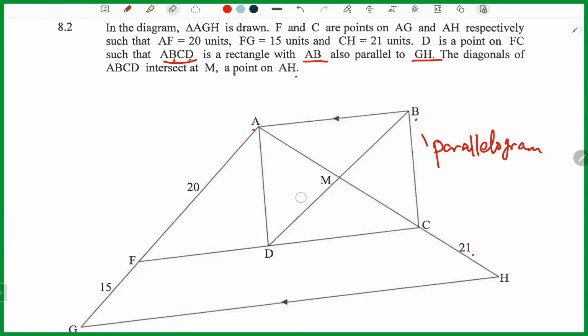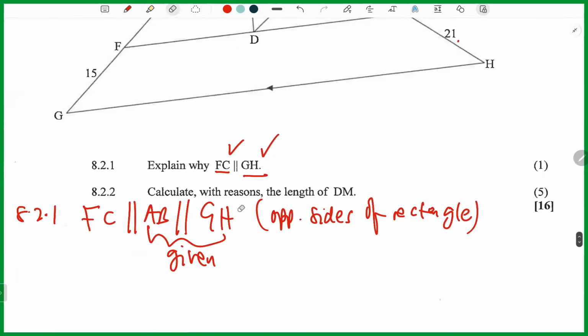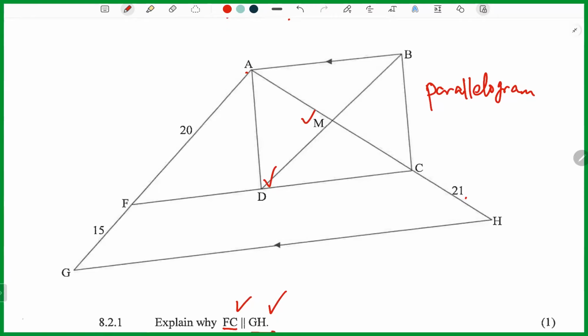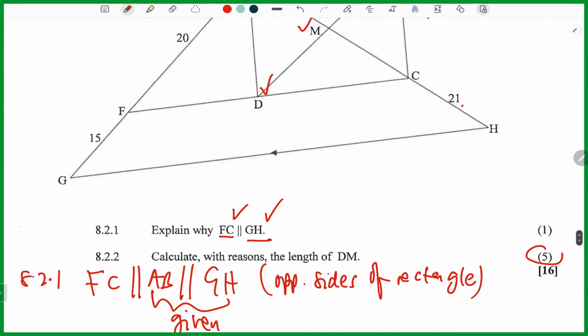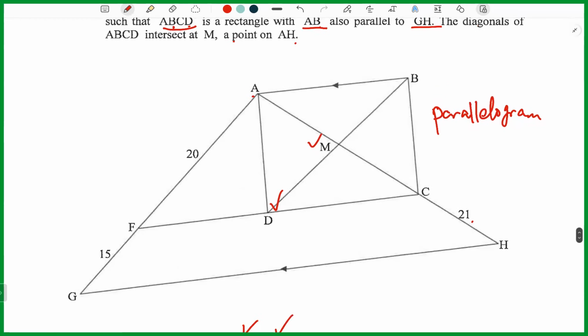We continue. Right, calculate with reasons the length of DM. We need to calculate that one with reasons, and how many marks are we given there? Full 5. So if you get that one, it's very good. You'll be just close to getting the distinction. So I'm going to do that question, 8.2.2, closer to the diagram so that we're able to see it exactly.